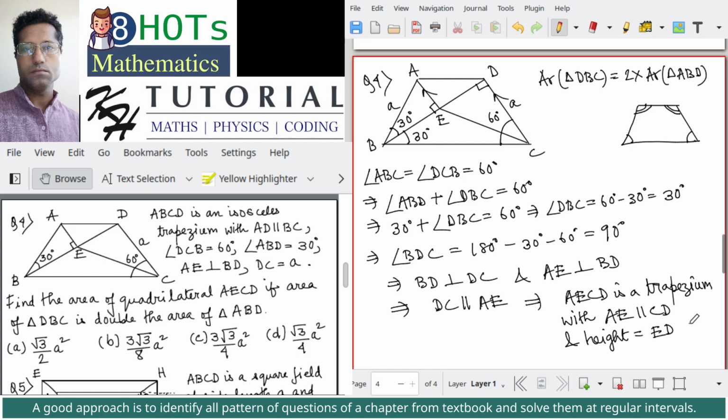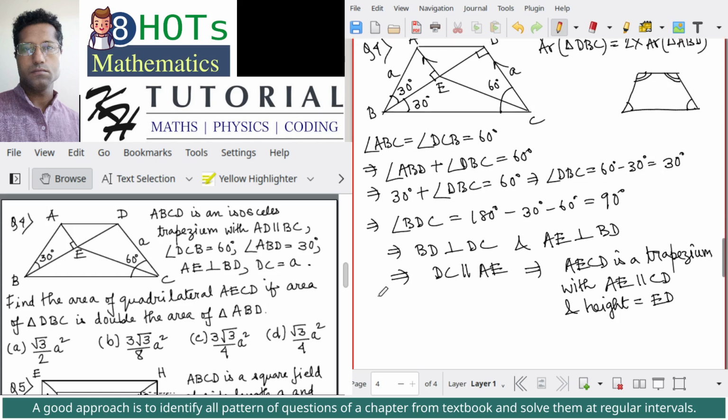The area of DBC is twice the area of ABD. What is the area of DBC? The area of triangle DBC we can think of as half into base. We can consider the base as DC and the height as BD, that is the diagonal. DC is given as A, BD is A by 2.